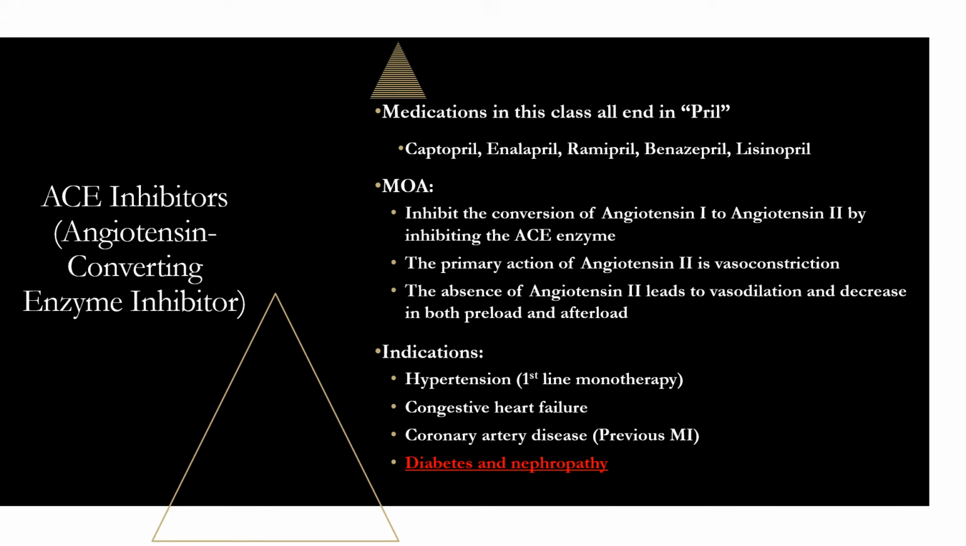Diabetes and nephropathy. So this is used in all diabetic patients, whether they're hypertensive or not. Once they reach around the age of 40, every diabetic patient should be on an ACE or an ARB because it prevents the progression of diabetic nephropathy. So that's really important, that one you definitely need to know.